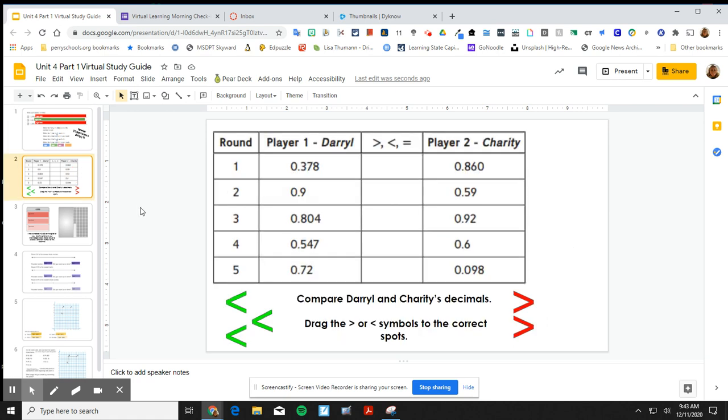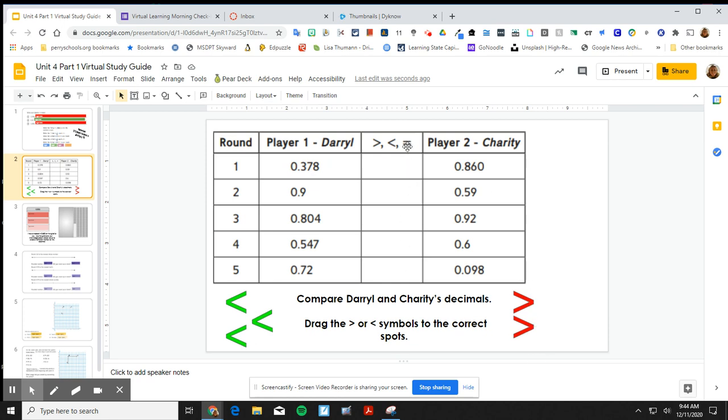On this one, we have comparing. So these two kids were playing a game, and you see that they were comparing the decimals. So you're either going to use a greater than, less than, or equal sign. And here for you, I have gotten some less than and a couple greater than. I have created exactly what you need.